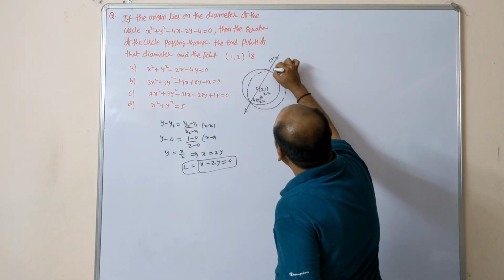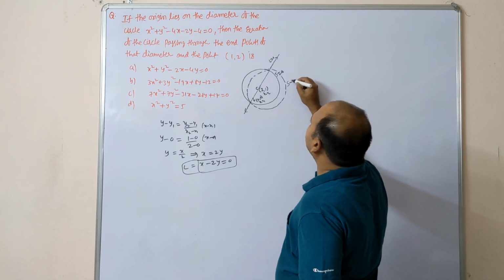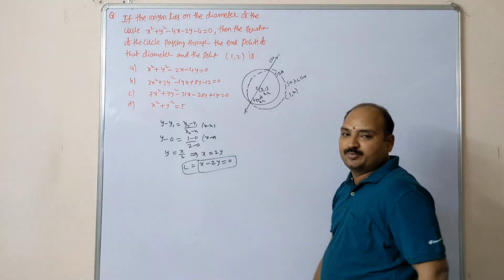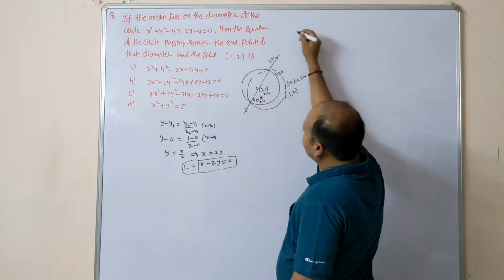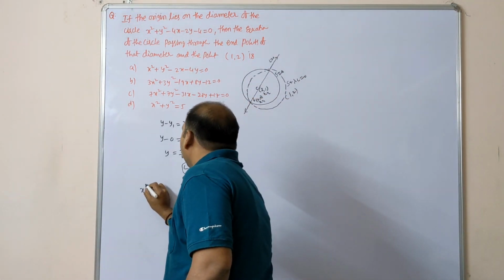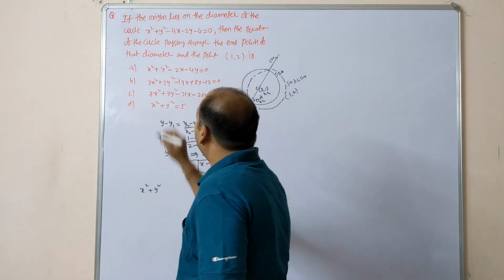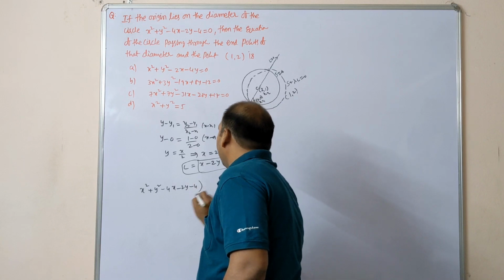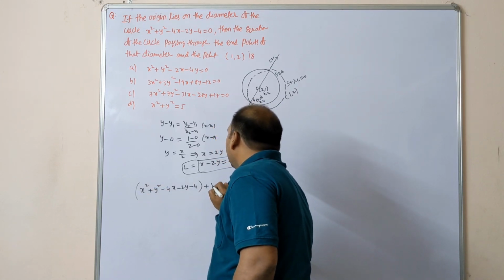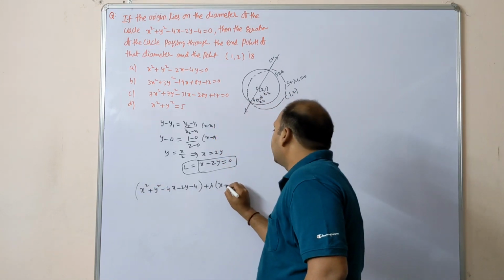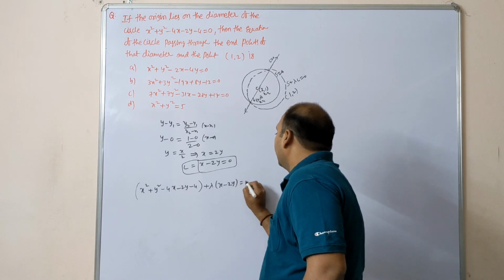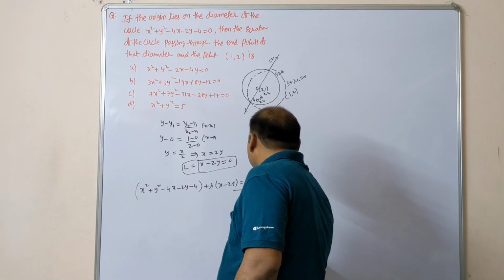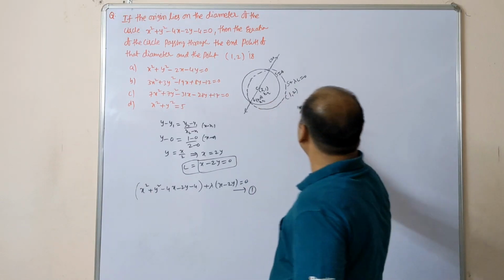This is the other circle. S plus lambda L is equal to 0, passing through (1, 2). So S, I am taking here, x square plus y square minus 4x minus 2y minus 4, plus lambda into (x minus 2y). So the L value we got, dear students, here. So this equation 1 passes through (1, 2).